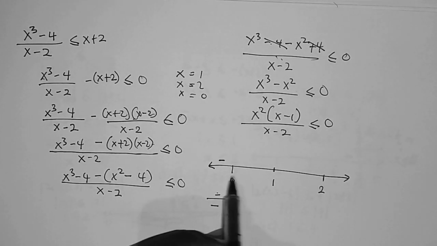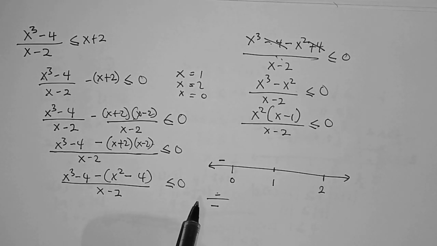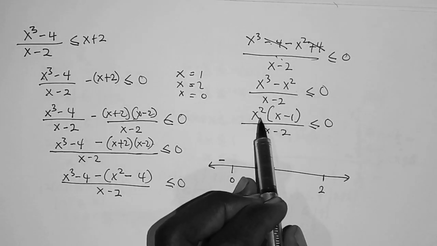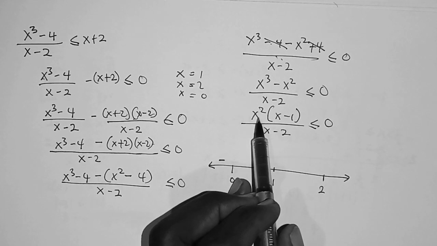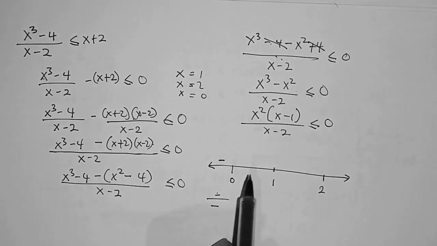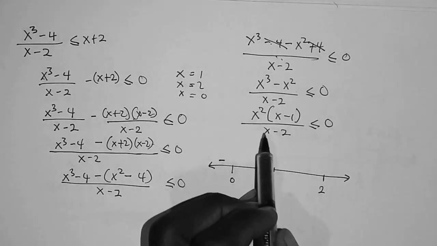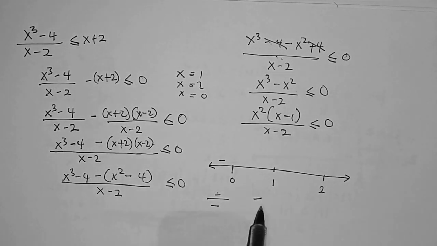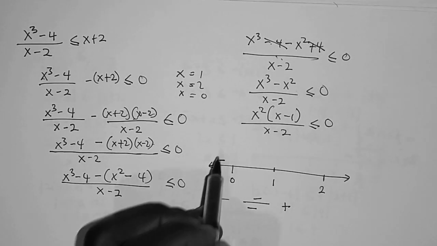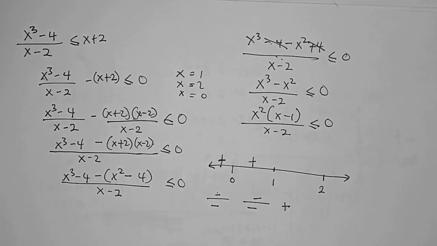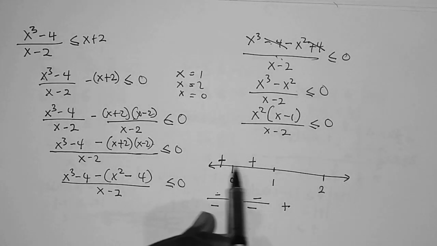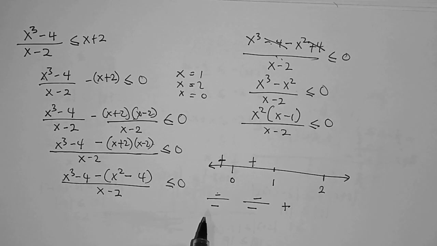Let's check values between 0 and 1. For example, let's choose 0.5. If we put 0.5 here, x squared will always give us a positive number. So 0.5 minus 1 is a negative number, and 0.5 minus 2 is also a negative number. A negative number divided by a negative number will give us a positive number. So here was a positive number, and this place too is also a positive number. So this region is not one of the required regions.